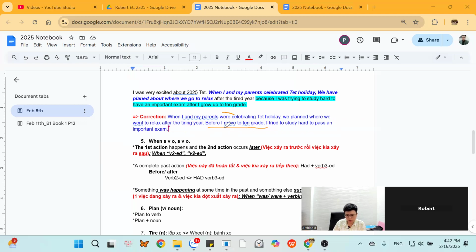Before I move, I tried. Is this sentence in the past or the present?